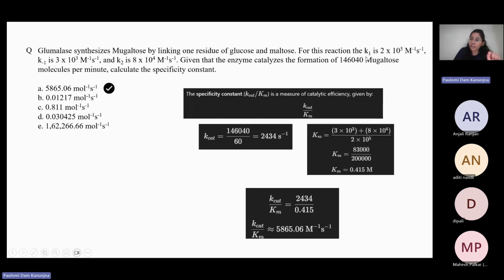Now we will calculate Km from the given K1, K minus 1 and K2. We already know it is K minus 1 plus K2 divided by K1. That much we will solve and we'll get the value of 0.415. Now simply put it in the formula of specificity constant, which is Kcat by Km. So 2434 divided by 0.415 gives us 5865.06. Does that make sense? If it's okay, then we'll begin the new topic, which is fresh. We'll discuss it freshly in today's session.